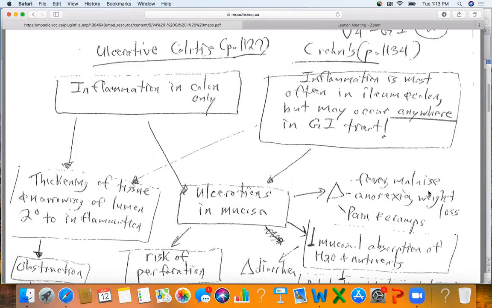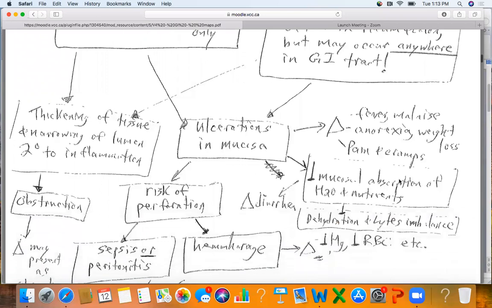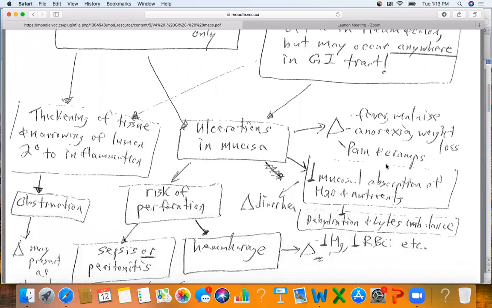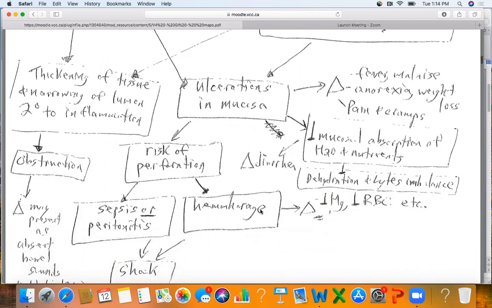We want to add to this list here bloody stools, low hemoglobin. You've got an absorption problem as well, obviously, with all of this going on. And they can end up with either dehydration and electrolyte imbalance. And the diarrhea is kind of like the bloody stools as well.